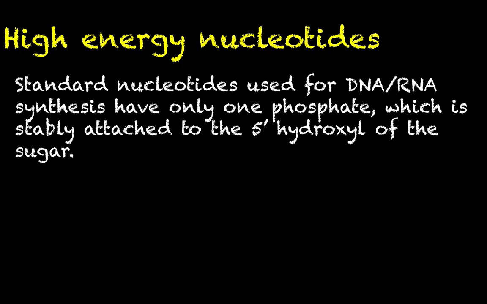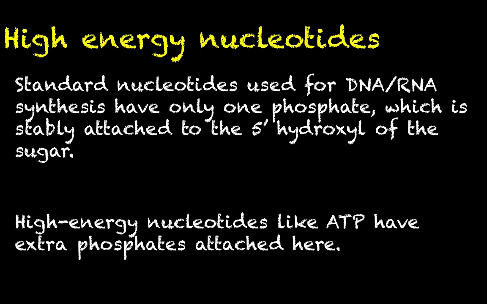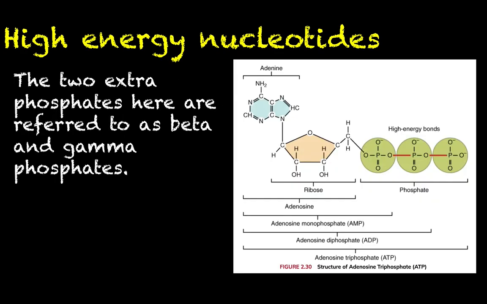And then since we're on the topic of nucleotides and nucleic acids, more so nucleotides than nucleic acids, let's talk about some high-energy nucleotides. The standard nucleotides we've been talking about that are used for DNA and RNA synthesis have only one phosphate that gets incorporated into the phosphodiester backbone. This phosphate is stably attached to the 5' hydroxyl of the sugar portion of the nucleotide. High-energy nucleotides like ATP and GTP have extra phosphates attached here. They don't just have one phosphate, they have up to 3 of them.